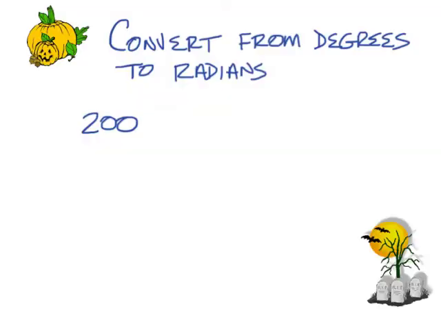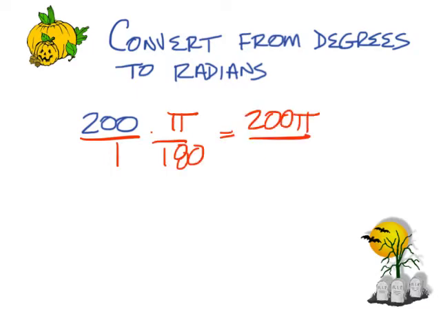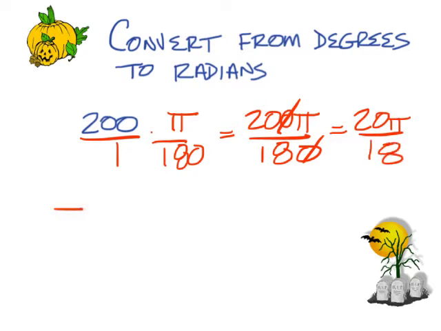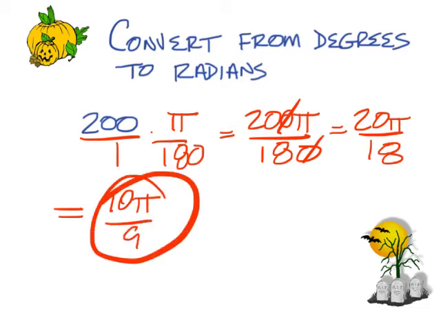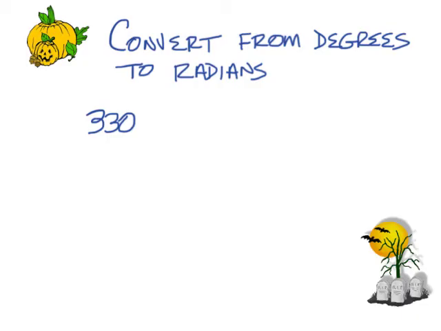Bonus number 3. For the bonus problem, you multiply by pi over 180. That gives you 200 pi over 180, which cancels out to 20 pi over 18. But that can be canceled out to 10 pi over 9. Practice number 4.